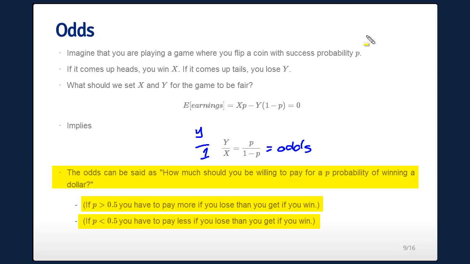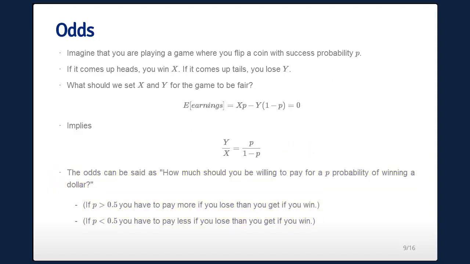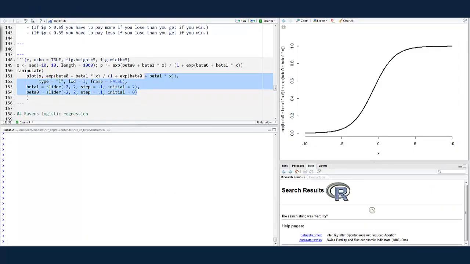And so that's odds. Odds are kind of uniquely interpretable, and they have all these other wonderful properties, like the log odds being the canonical link for the binomial Bernoulli GLM. Okay, well, let's look at what logistic regression is doing.